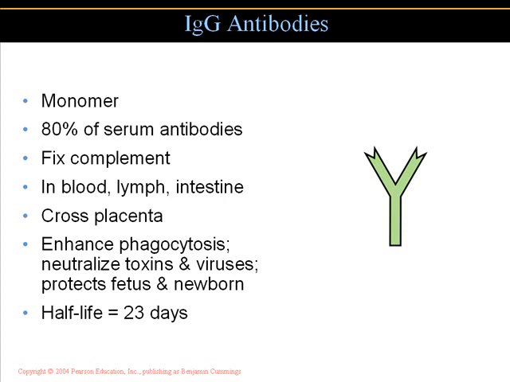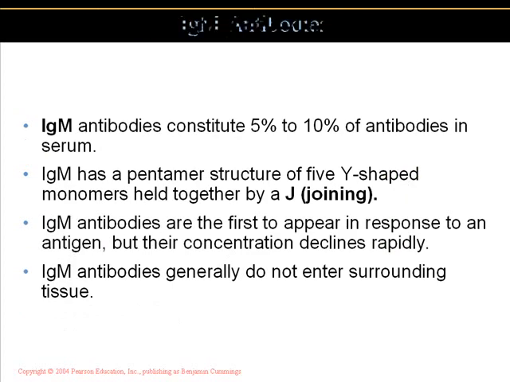So it's important to recognize that that's a barrier, and our own antibodies can cross that barrier, can cross that placental barrier, and thus enhance the ability of a person to get over infection. Phagocytosis is important. It enhances that process, neutralizes toxins and viruses, and also protects the fetus and the newborn. Half-life of about 23 days. Now, IgM antibodies constitute about 5 to 10% of antibodies in the serum.